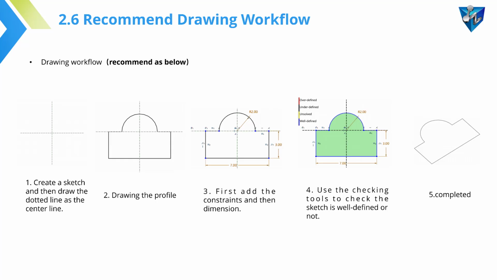Alright, let's move back to the PowerPoint. In this page, I will introduce the basic drawing workflow in ZW3D. As you can see, the first step is to create a sketch and then join the dotted line as the center line. And step 2 is to draw the profile. And after that, we can add a constraint and the dimensions for the profile. And in step 4, we can use the checking tool which I mentioned in the DA toolbar to check whether the sketch is well defined or not. And finally, we finish the sketch creation.